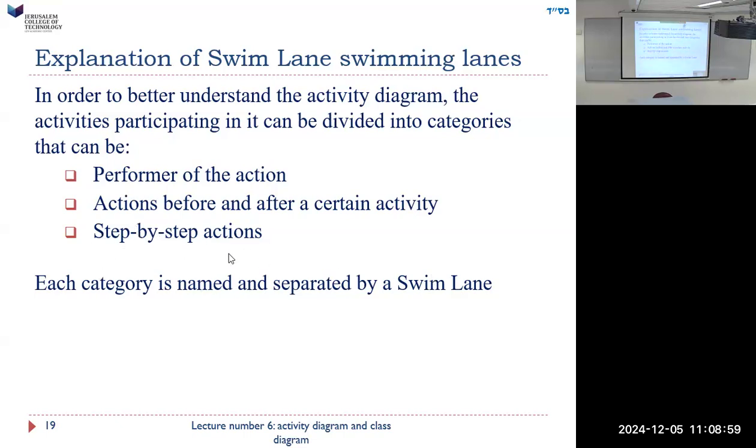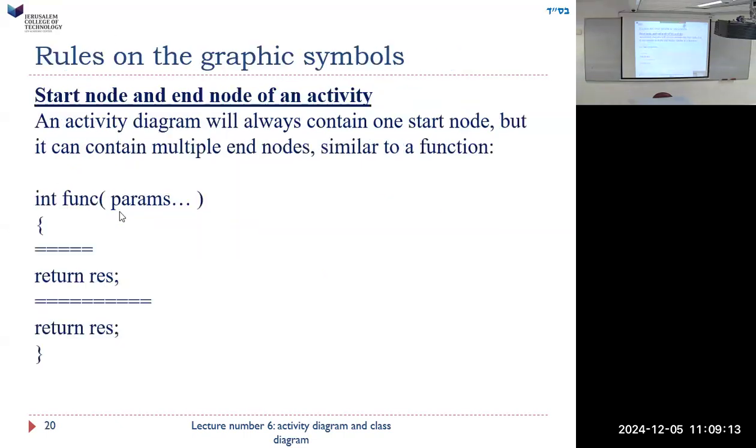Each category is named by a separate swim lane. I would say it could be the performer of the action in a module sense, like what module does it, but it could also be in the class sense. What class does it? That's what I would say, not this. I don't know what this means. Step by step actions. Okay.